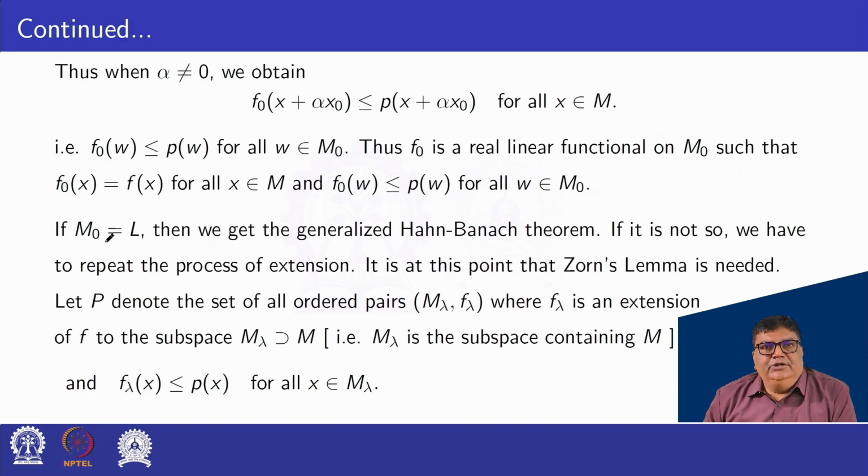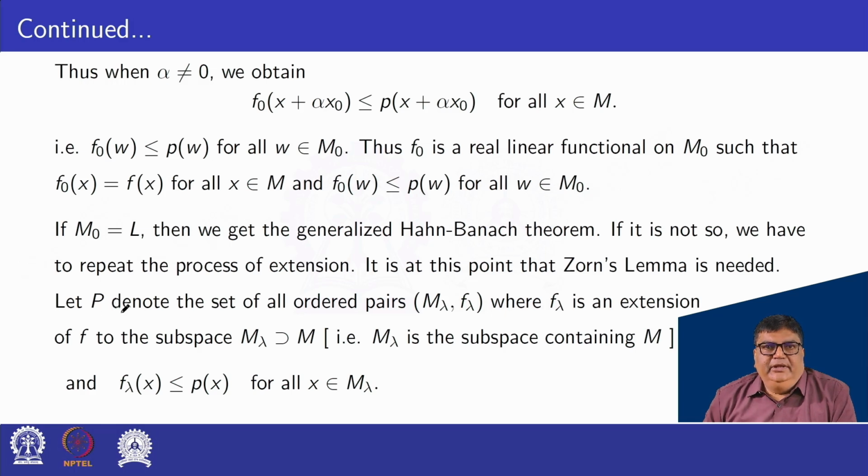If M0 is equal to L, then we get the generalized Hahn-Banach theorem. If it is not so, we have to repeat the process of the extension. It is at this point that Zorn's lemma is needed.